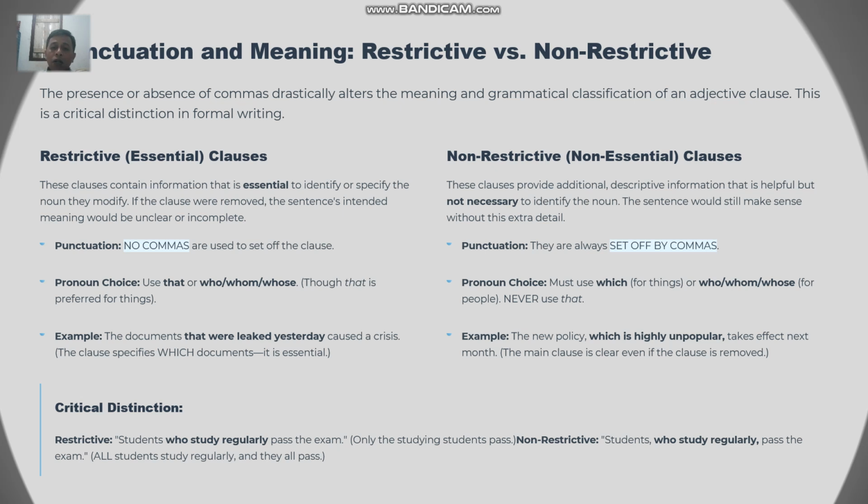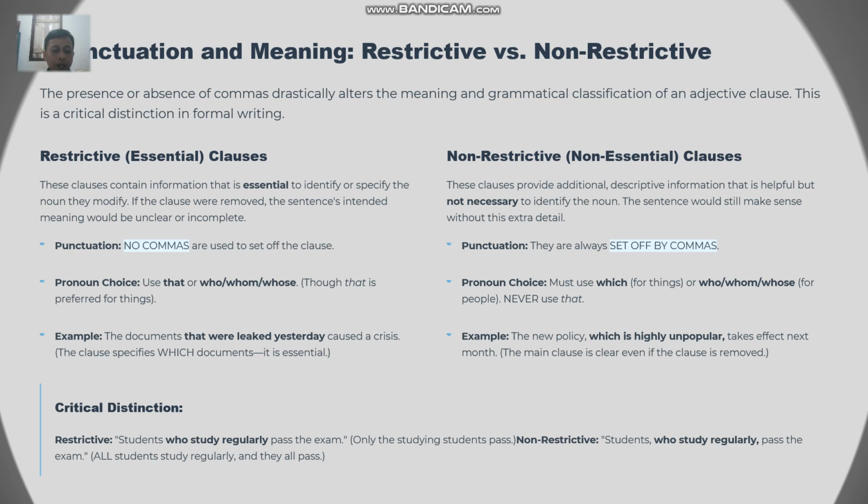And non-restrictive or non-essential clauses. These clauses provide additional descriptive information that is helpful but not necessary to identify the noun. The sentence would still make sense without this extra detail. Punctuation: they are always set off by commas. And pronoun choice: you must use which for things or who, whom, whose for people. Never use that. For example, the new policy, which is highly unpopular, takes effect next month. The main clause is clear even if the clause is removed.